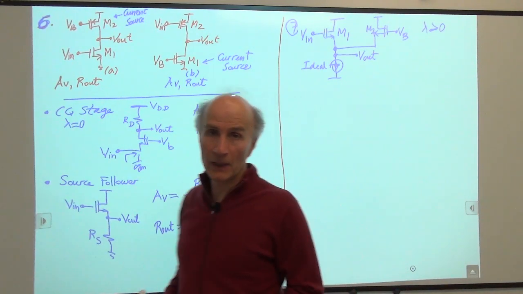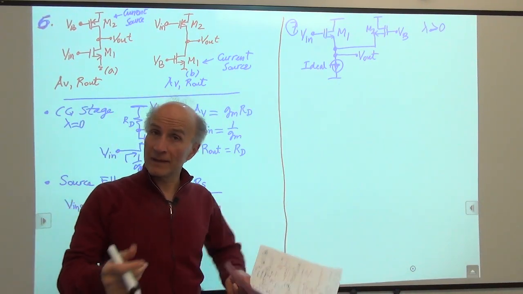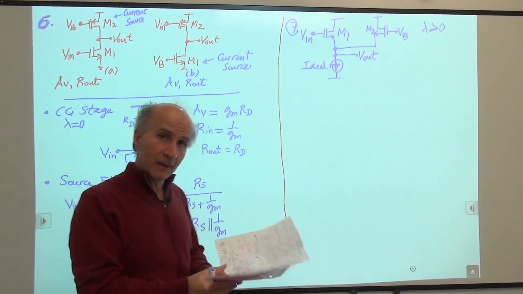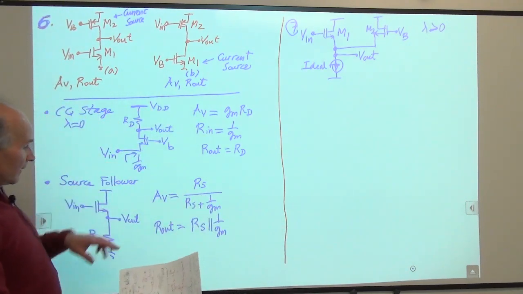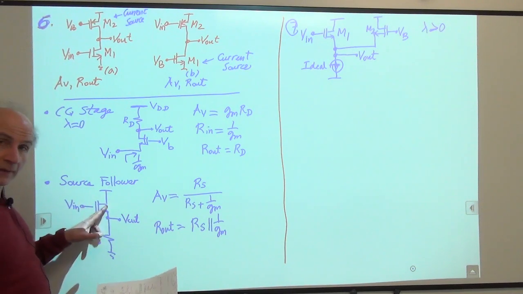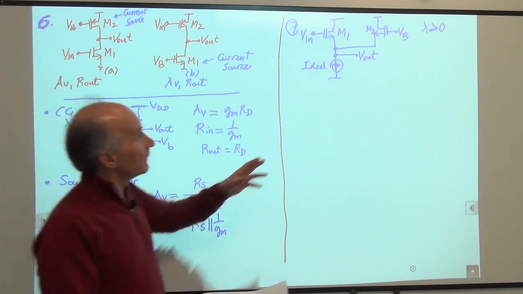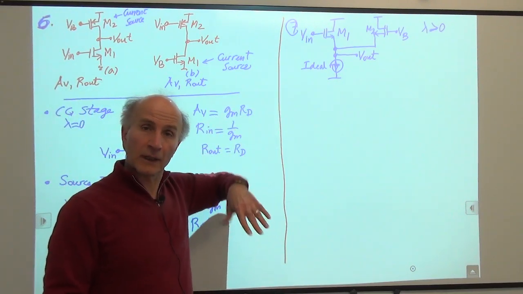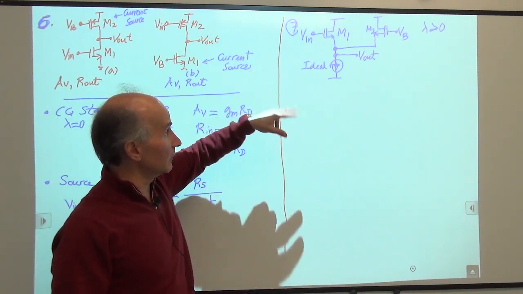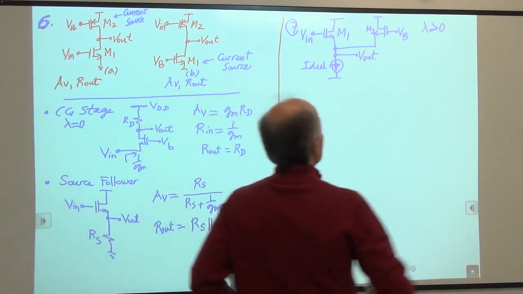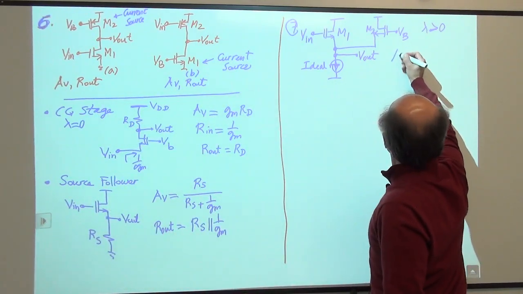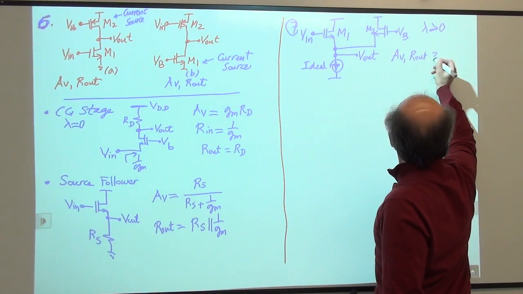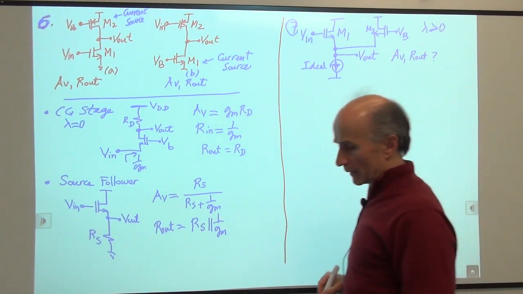And you can assume that lambda is not 0, so we do need to include channel length modulation in the circuit. Okay? So you can see that M1 is still acting as a source follower because the signal goes to its gate and comes out of its source, right? This is a source follower. Except that we played a trick and we have attached this M2 there just to be annoying, right? We want to find the voltage gain from V in to V out and the output resistance. So AV and R out. Okay, that's problem number 7.